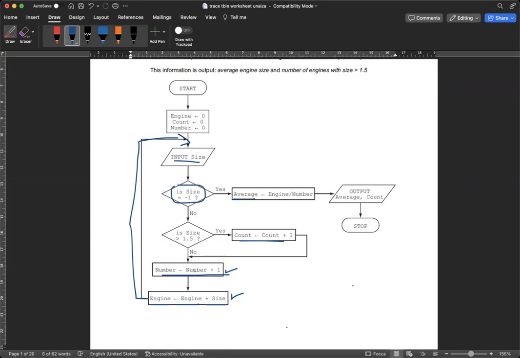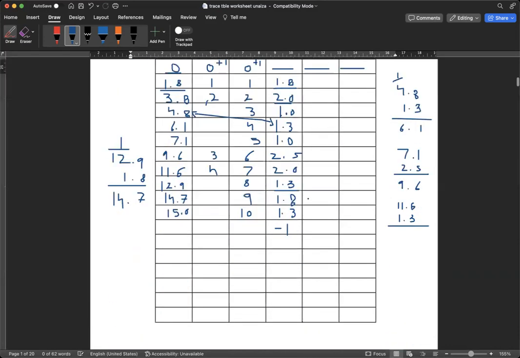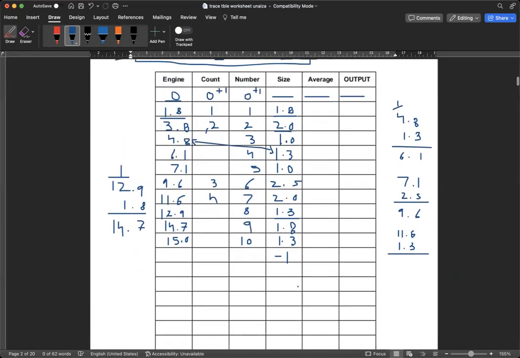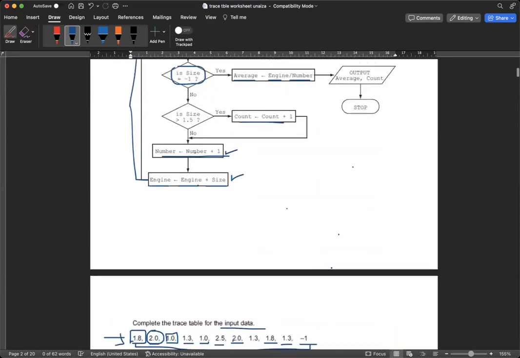So you have to find out the average. How do you find the average? Engine divided by number. In the average column, what is the size of engine? 15. Divided by number. Tell me the number. 10. So 1.5 is the answer.